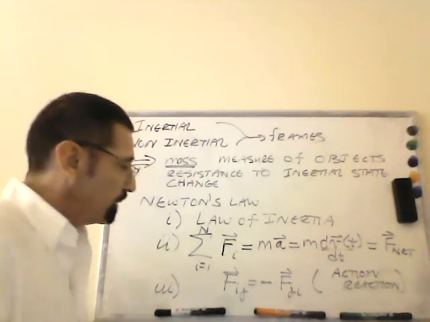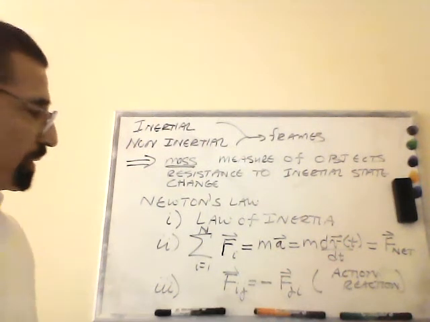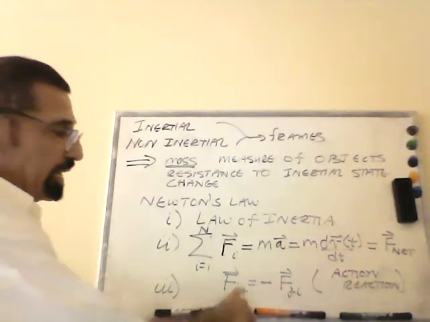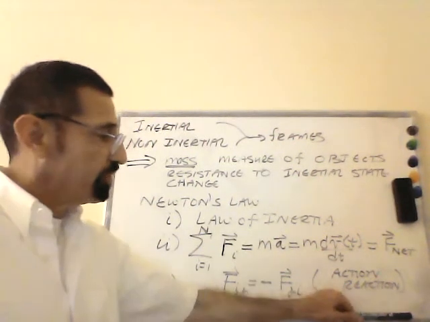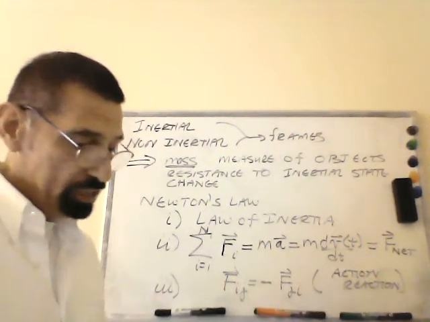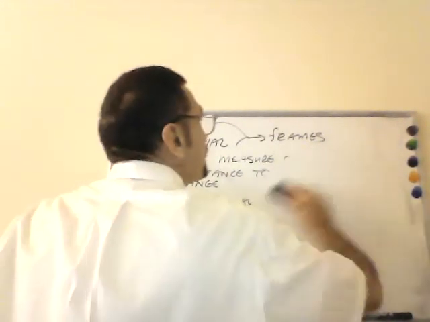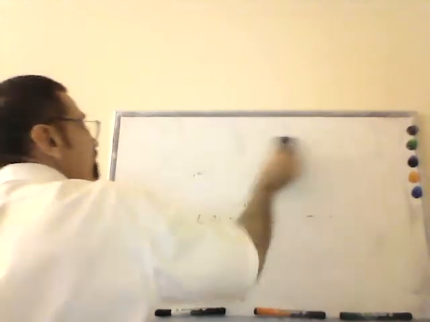And of course, the triple I law corresponds to the third law. The force on i from j is equal to the negative of the force of j on i. This is a statement of the law of action and reaction. All right, so with that in hand, now that we have this out of the way, let's go to friction.